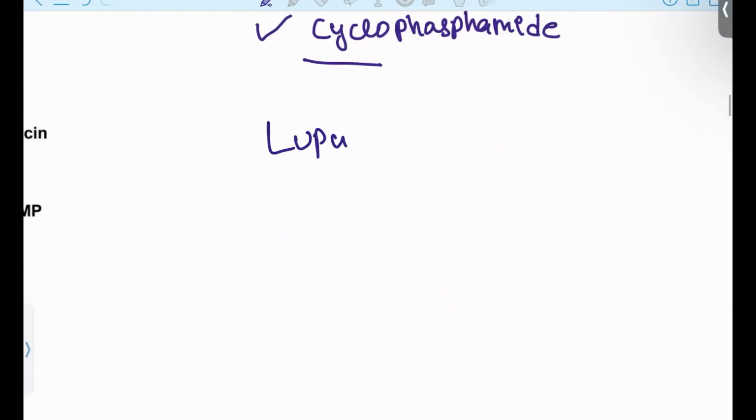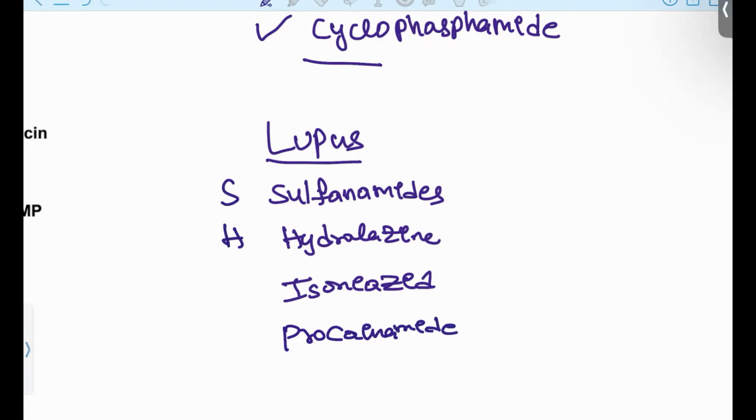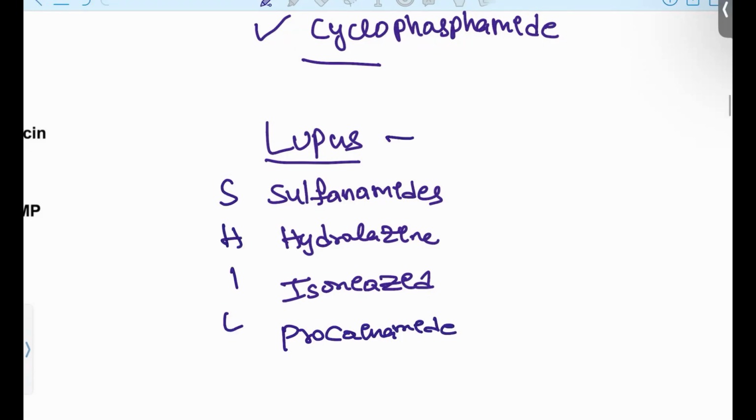Next one, lupus. Drug-induced lupus is caused by sulfonamides, and also hydralazine and isoniazid, procainamide. Okay, these drugs. The mnemonic is SHIP, the SHIP mnemonic for drug-induced lupus. Especially, this is going to be positive for which type of antibodies? Antihistone antibodies.